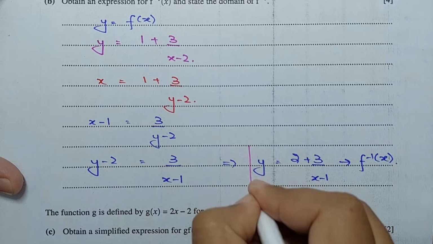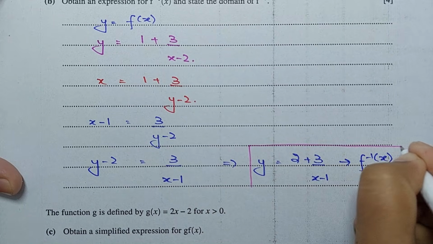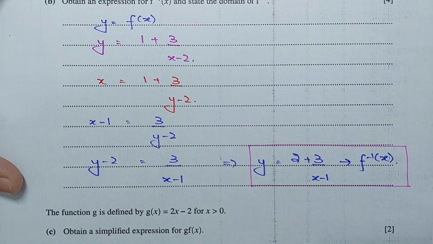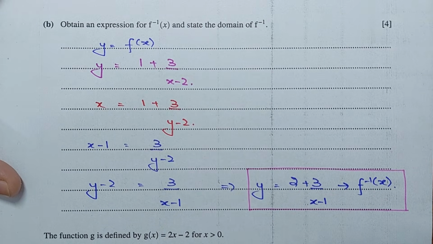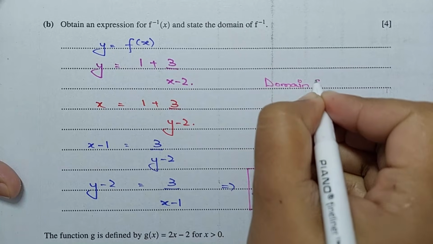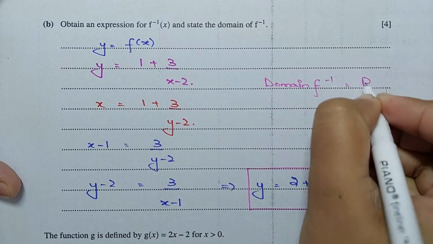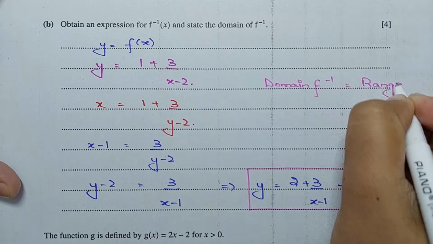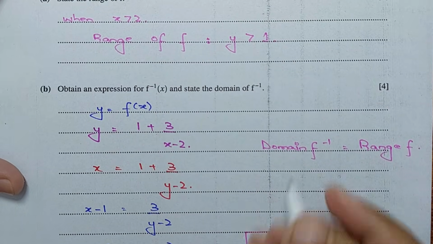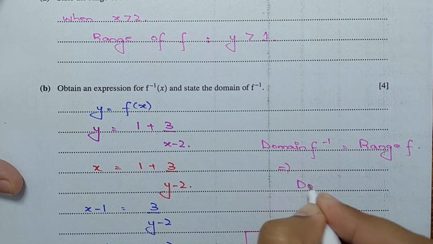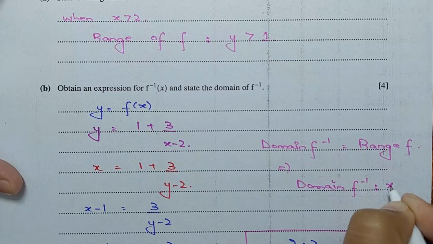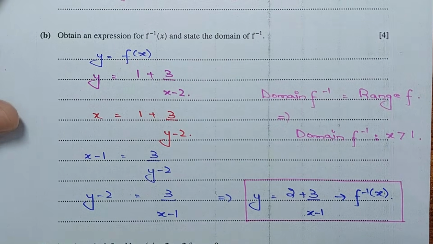So the first thing is to figure out what your f inverse of x is, and the next step is to figure out what the domain of f inverse of x is. Now, we know that the domain of f inverse is equal to the range of f. So what is the range of f? The range of f is y greater than 1. So this implies the domain of f inverse is x greater than 1. This is the domain for f inverse.